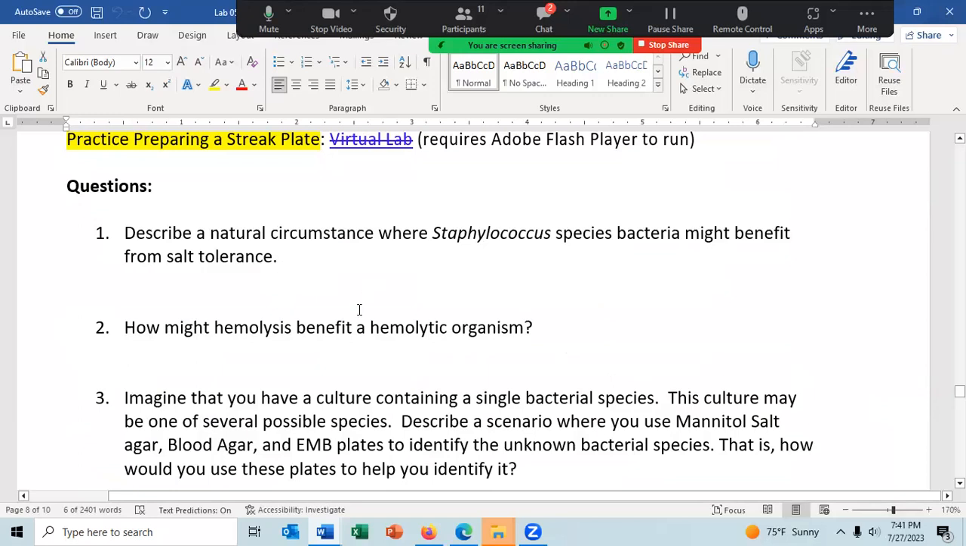And 2, how might hemolysis benefit a hemolytic organism? So we have a bacteria, and it lyses the red blood cells on blood agar because of its hemolytic activity. Why might that benefit the bacteria?